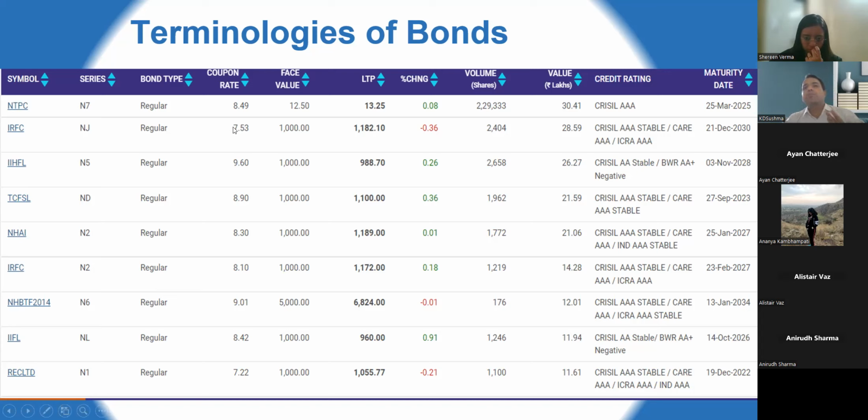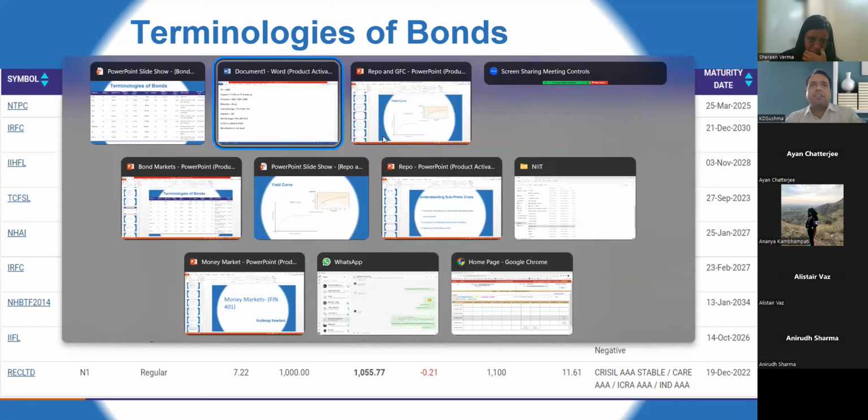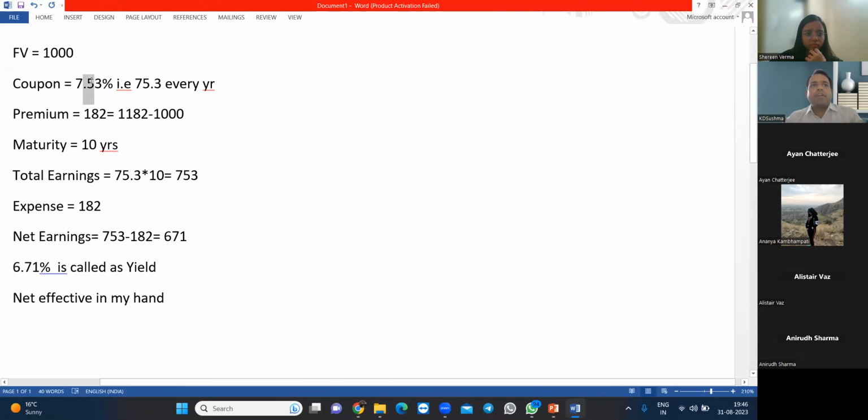This coupon rate comes directly from the corporate that has issued the bond, IRFC in this case. So IRFC will be giving 7.53% interest into the demat account of the person holding that bond. Got it? That person will get this much directly. But again, your yield goes down because you have paid a premium. So net effective, we are getting less. In this example, our coupon rate was 7.53, but effectively we are getting somewhere around 6.71%. That means our yield is lower than the coupon rate.